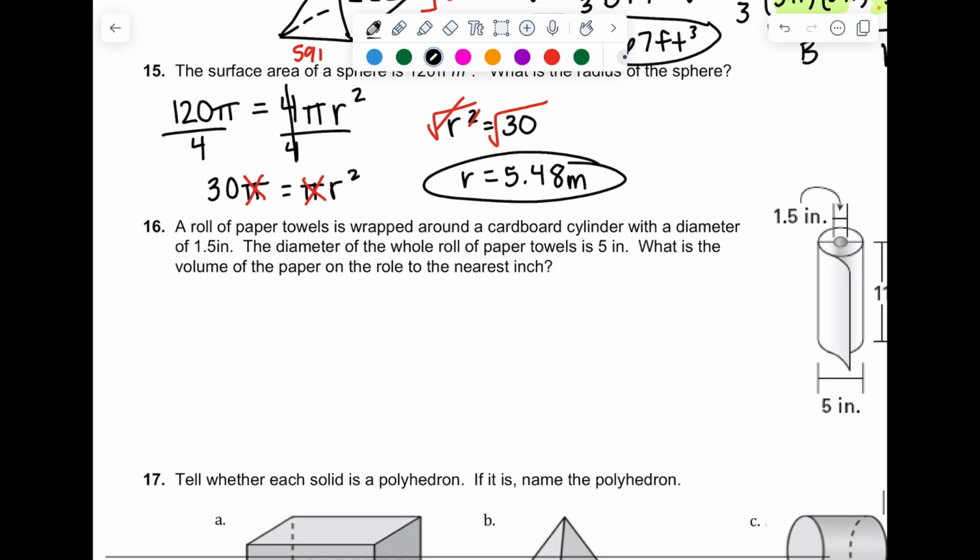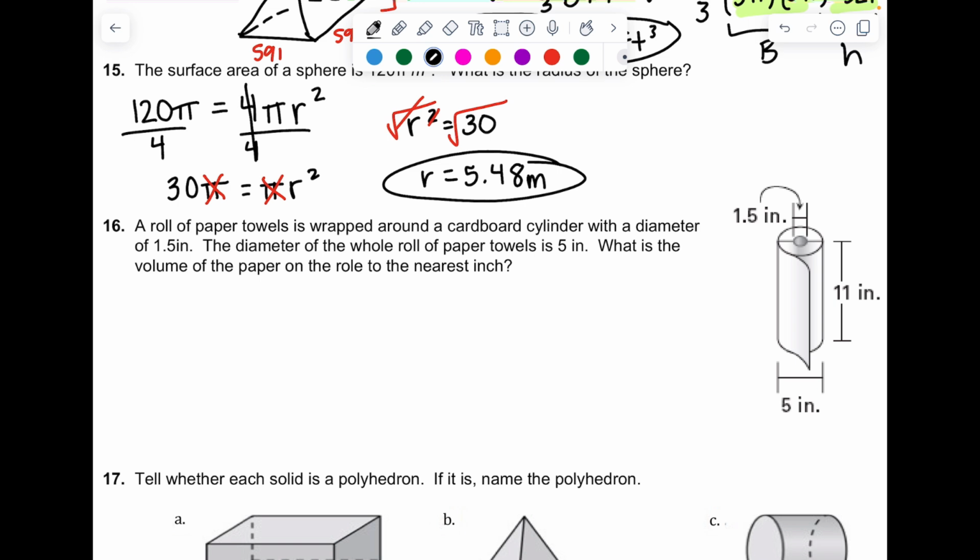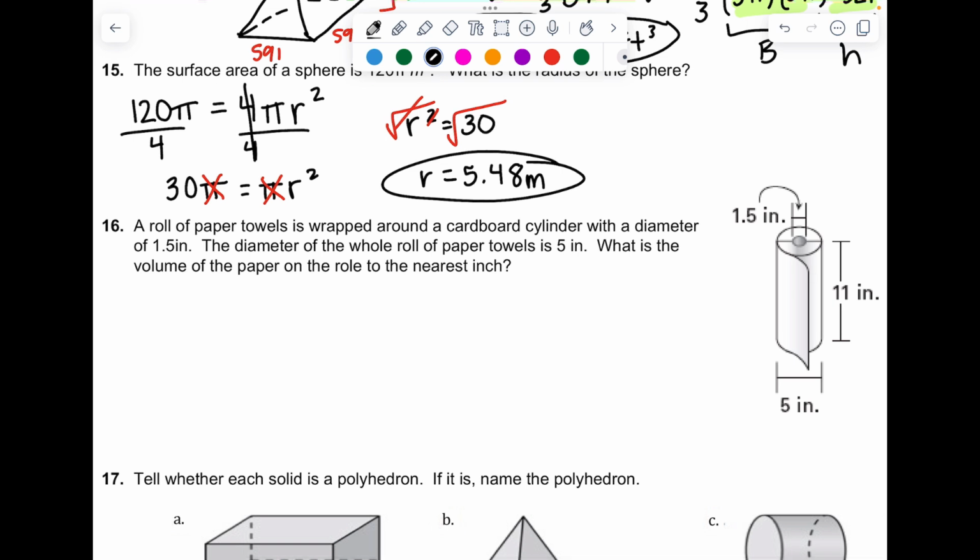Okay, 16. A roll of paper towels is wrapped around a cardboard cylinder with a diameter of 1.5. The diameter of the whole roll of paper towels is 5 inches. What is the volume of the paper on the roll to the nearest inch? So we have two cylinders here. We have the paper towel roll, and then we have the rod on the inside. So we need to find the volume of the paper towel roll and subtract the volume of the rod so that we take out the middle.